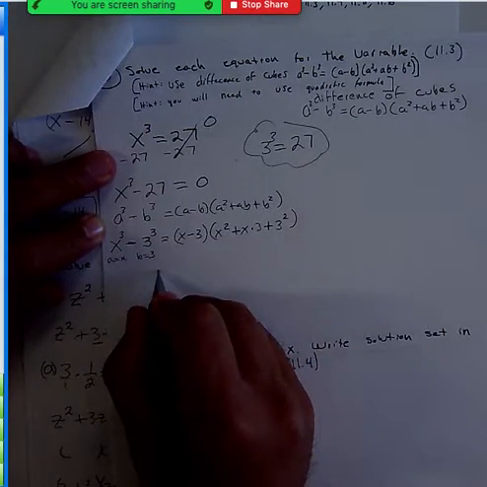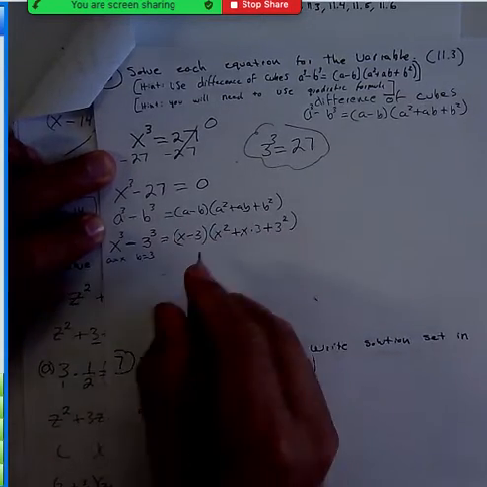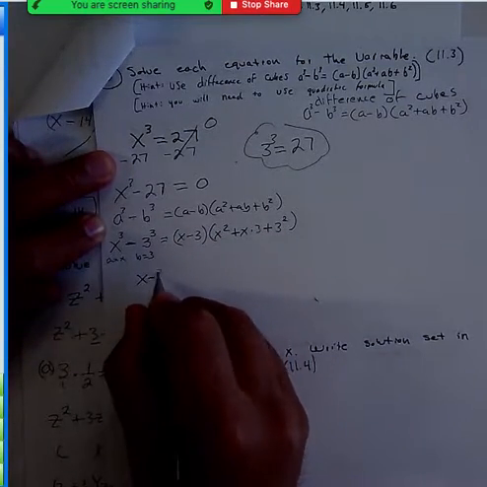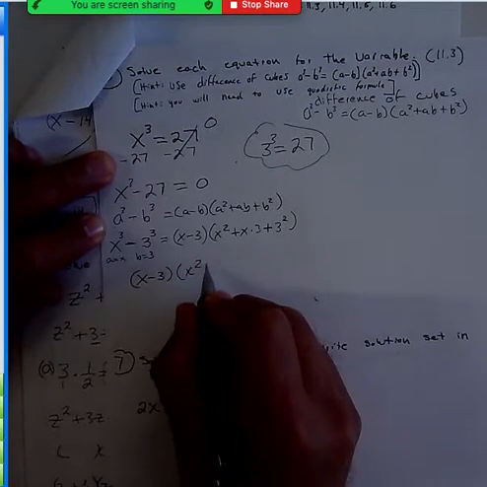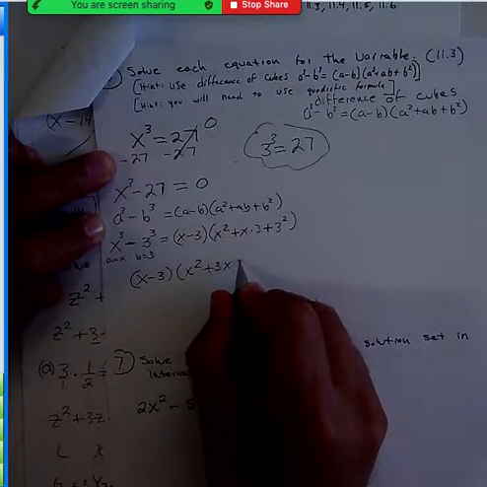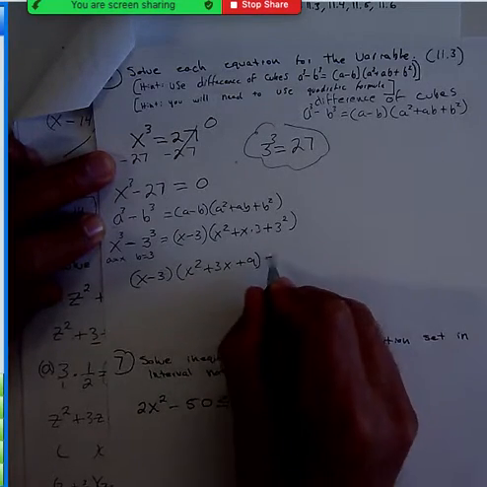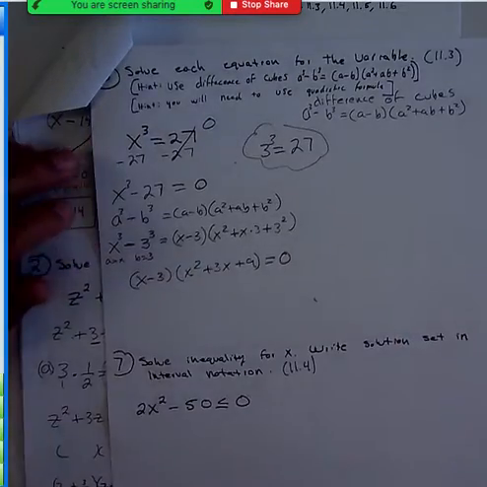So now I have, actually I'm going to take this out. So now I have that x minus 3, and then x squared plus, I'm going to switch this one's 3x plus 9. It's equal to what originally? 0. This is what I have so far.